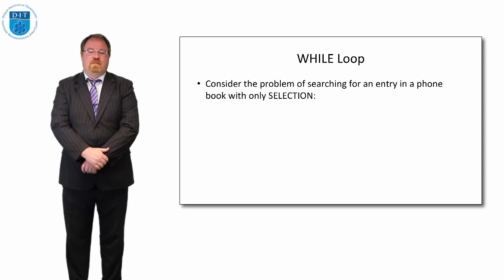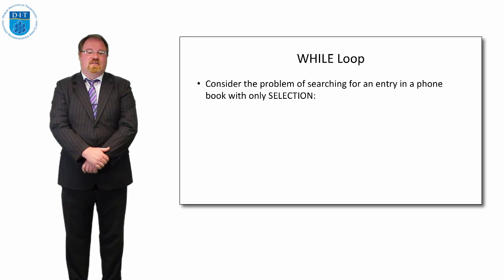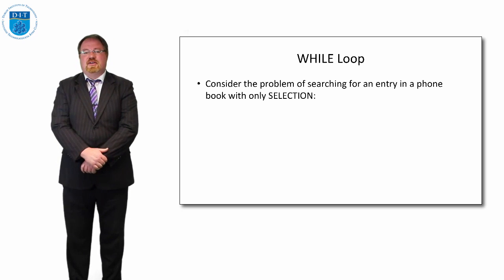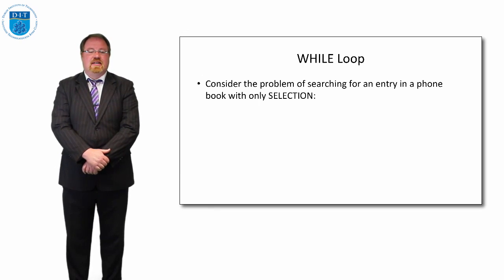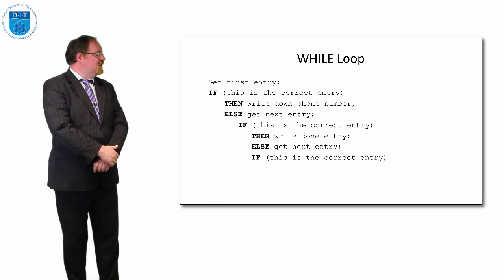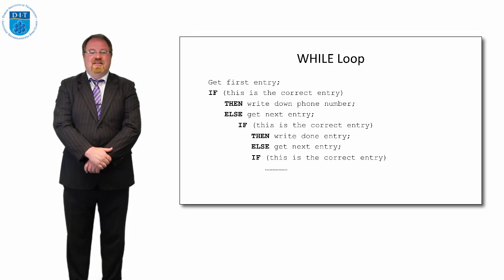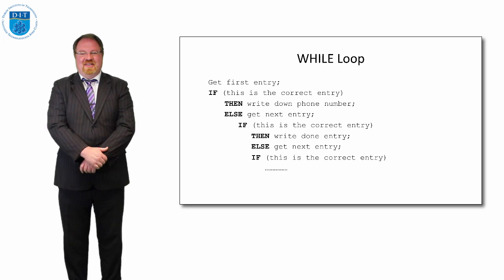So what have we got? Let's think about searching a phone book and trying to find the right entry. If we started using an if statement, how that would look is: get the first entry. If that's the correct entry, then write it down. If it's not, then get the next entry. If that's the correct entry, then write it down, else get the next entry. If that's the next entry, write it down.